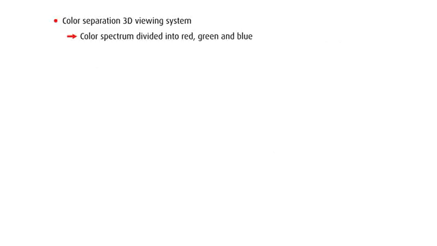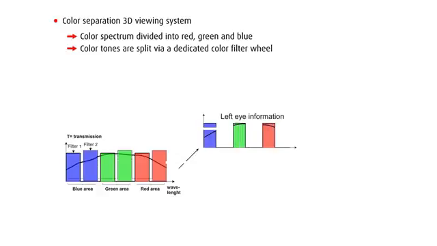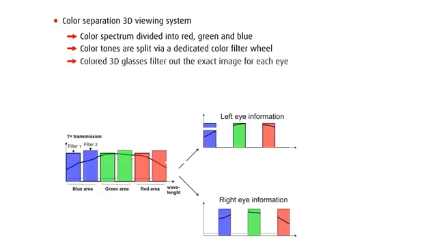The visible color spectrum can be divided into red, green, and blue color tones. In the color separation 3D system, these color tones are split using a dedicated color filter wheel. Images for the left eye are recorded with slightly different red, green, and blue colors than images for the right eye. Both these images are projected simultaneously on the screen. Colored 3D glasses are used to filter out the exact image for each eye. The advantages of the color separation 3D system are that the images are clear, bright, and absolutely flicker-free.